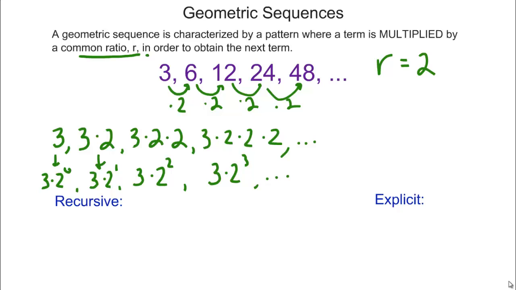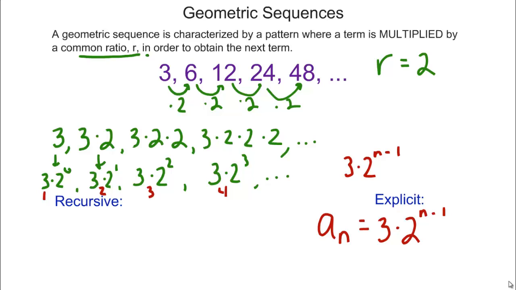So how could we get the nth term? Well, our first term had an exponent of 0 on the 2. Our second term had an exponent of 1. Our third term had an exponent of 2. Our fourth term had an exponent of 3, etc. So our nth term is going to look like 3 times 2 to the n minus 1. Notice that the exponent on our common ratio is always 1 less than the term number. So our explicit rule, a_n, is equal to 3 times 2 to the n minus 1.